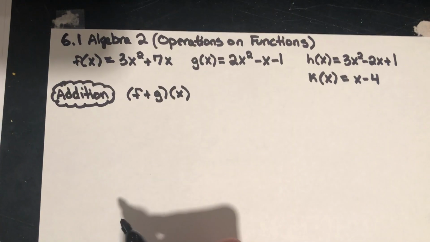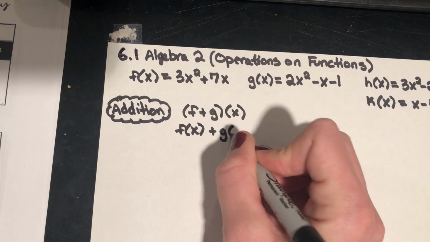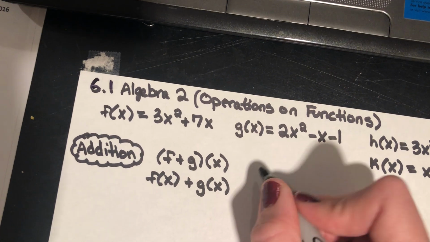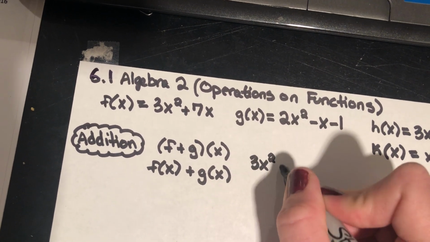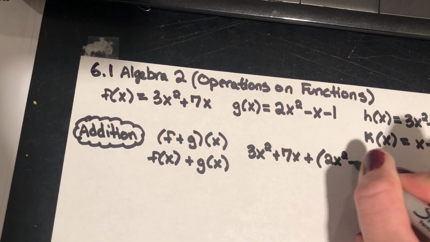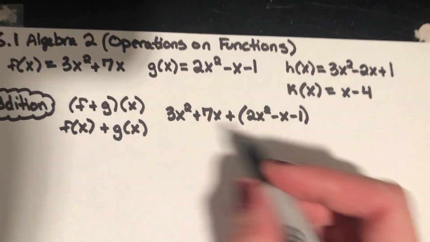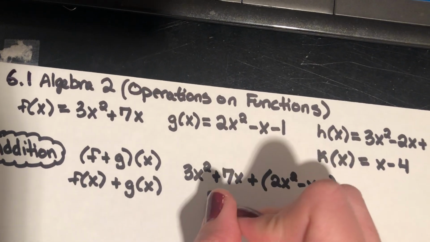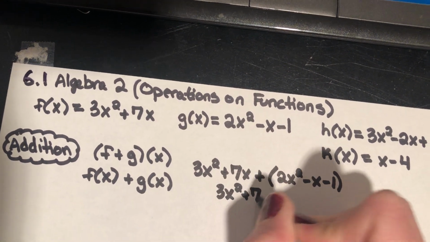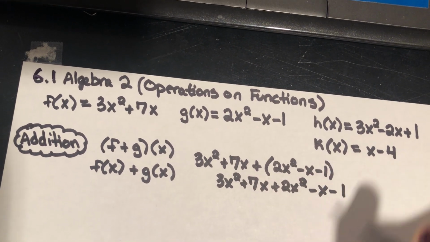So when I add f plus g of x, what this is saying is f of x plus g of x. And I'm going to just add those two functions. So I have 3x squared plus 7x plus 2x squared minus x minus 1. That is the equation I'm working with. So let's simplify that. When I have a plus right there, everything just comes out as it is. So I'm going to rewrite that whole expression, plus 2x squared minus x minus 1.